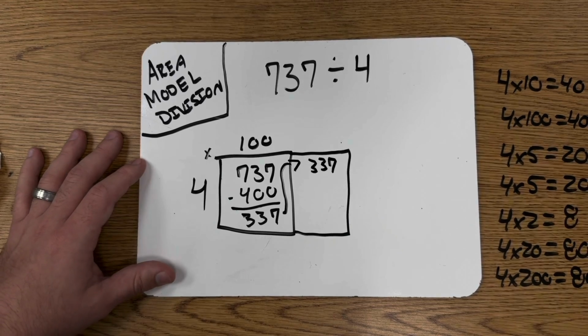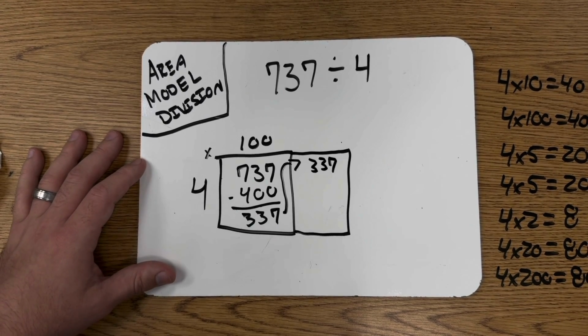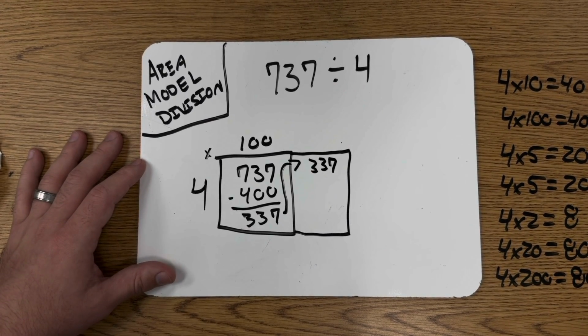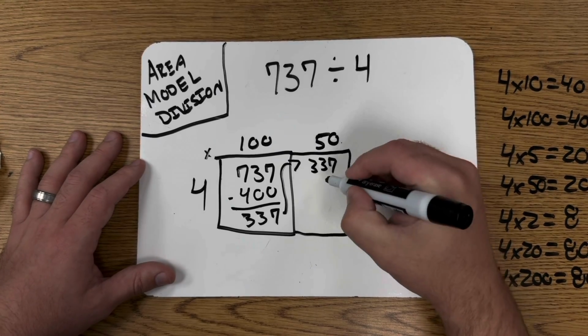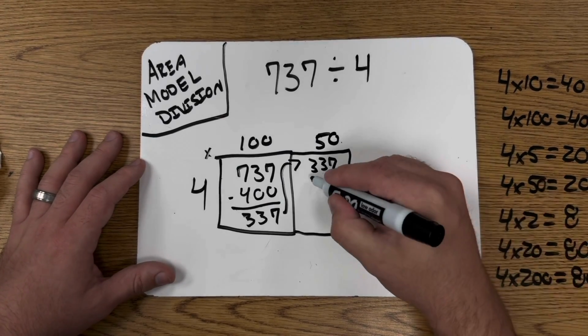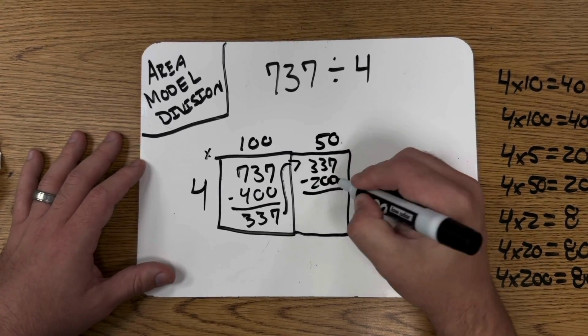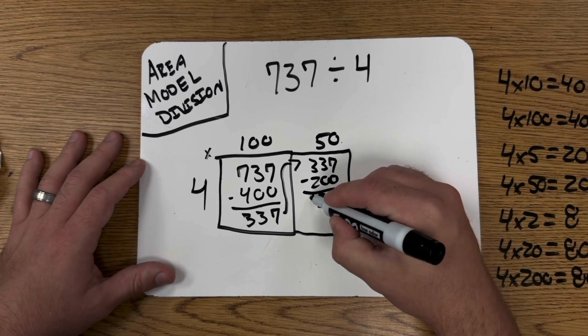We're then going to add on another box to our original, and we're going to bring that guy up, 337. I look at my list over here and I see, okay, I know I can't do 100 again because that would be 400. It's too large. And I know I definitely can't do 200, but maybe I could do 50 here. 4 times 50, that's 200, so that would work. So I bring my 50 here and I write my 200 down.